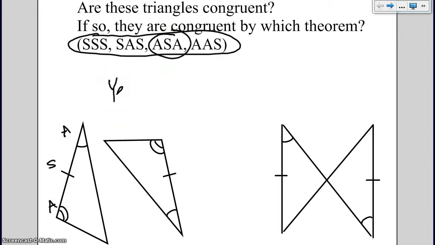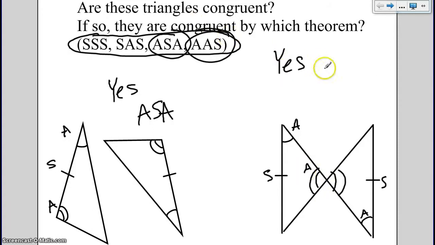So yes, these two triangles are congruent because I have an angle that's congruent to this angle. This side is congruent to this side. This angle is congruent to this angle. So that's A, S, A. And here I have an angle, I have a side, I have this angle, I have this side. I have this angle right here that's congruent to this because they're vertical. So they are congruent by this theorem. That's what we did last semester.